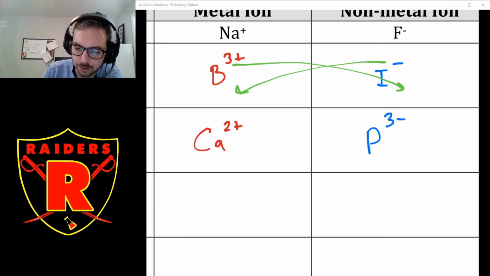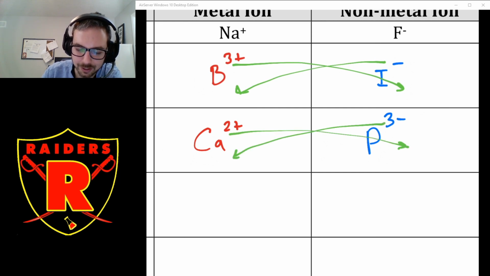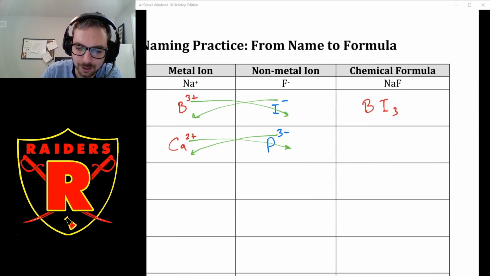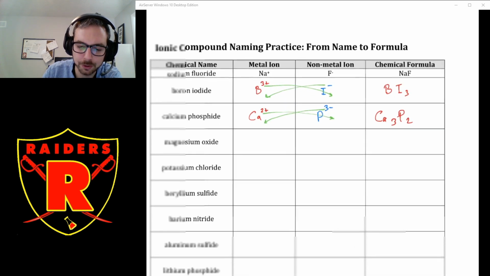So you could do that math and figure that out if you wanted to, or you could take a shortcut and just do the crisscross rule. You can bring the 3 down here and the 2 down here. It's going to give you the exact same answer. And it's going to tell you that there are 3 calciums and 2 phosphoruses. Okay, I'm going to give you guys an opportunity to try that right now.